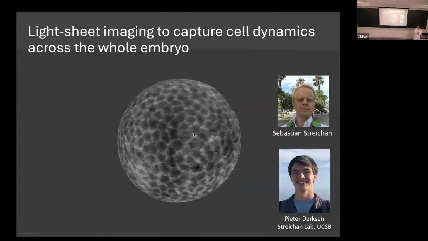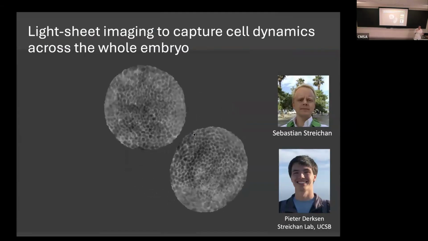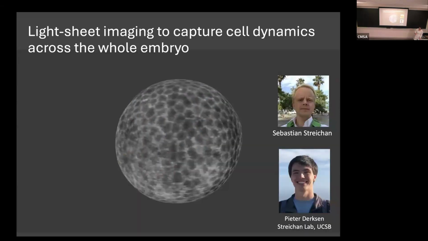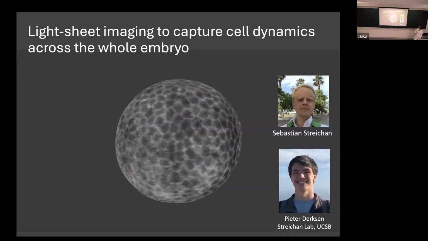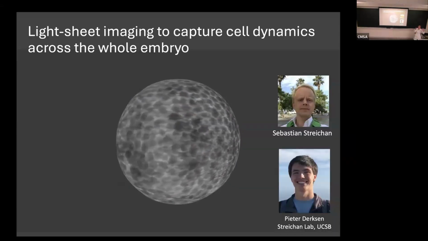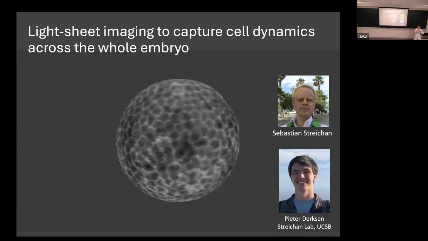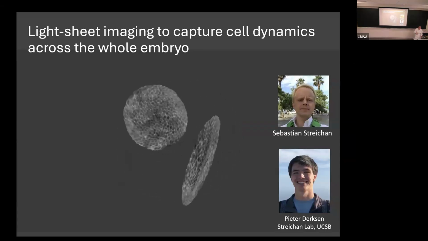And so now in collaboration with Sebastian Streichen and Peter, who is a student in Sebastian's lab, we are doing light sheet imaging of the C-star embryos. This is very new data. What you're seeing here is, when the blastocyst is already formed, we have a really good view of all the cells all around the globe. And that allows us to potentially do nice segmentation all over.